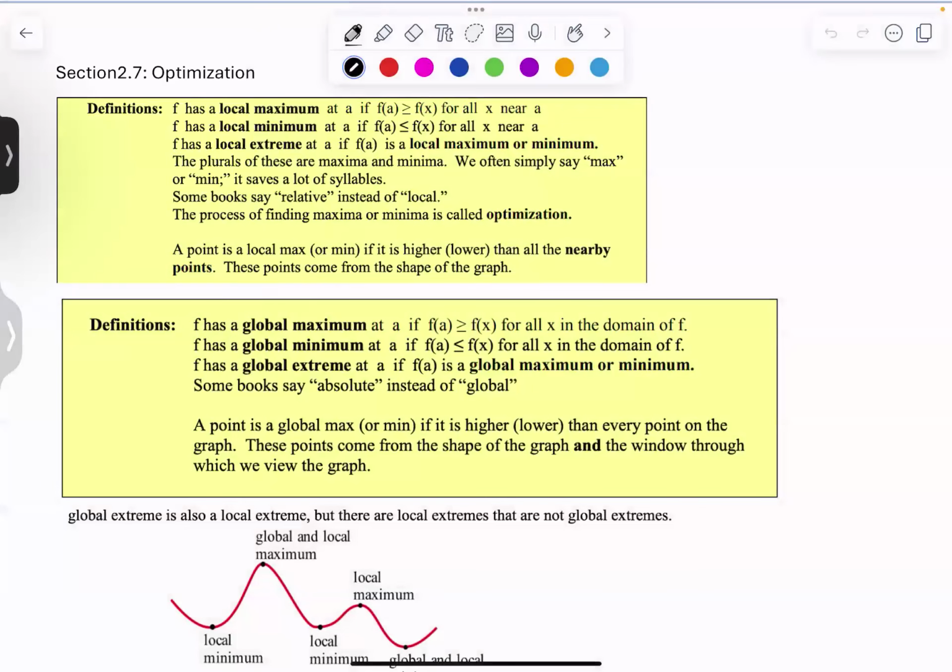Hey everyone, welcome back. We're at section 2.7 in our business calculus class, and we are touching on the idea of what's called optimization. Now, this is sort of a big word, and what we're trying to do is come up with the largest and the smallest. So you can imagine in the business world, we want to maximize profit and we want to minimize cost.